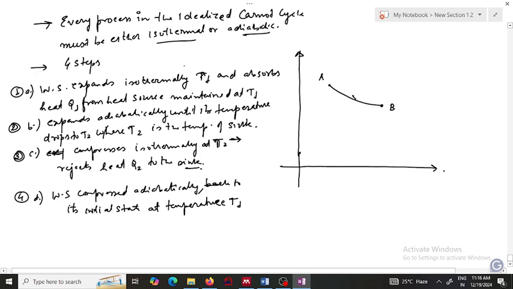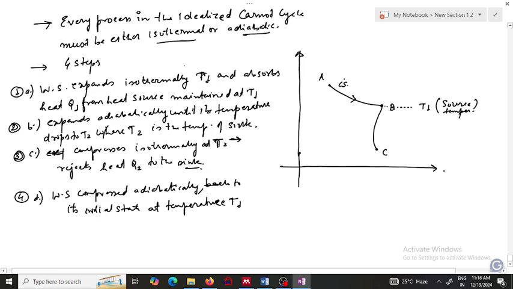From A to B, the gas expands isothermally. So it will attain a temperature T1. I'm just writing the temperature with a dot. This is T1, the temperature of the source. Now in the second process, as you are aware, there would be an adiabatic expansion. When adiabatic expansion takes place, there is a temperature drop. So I'm drawing it by an adiabat. This is my adiabat, and this is an isotherm.